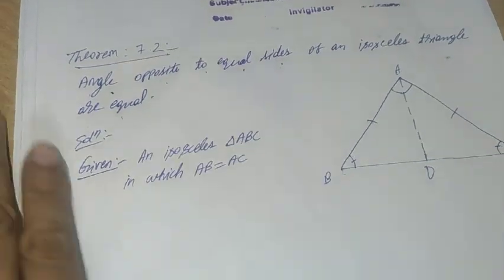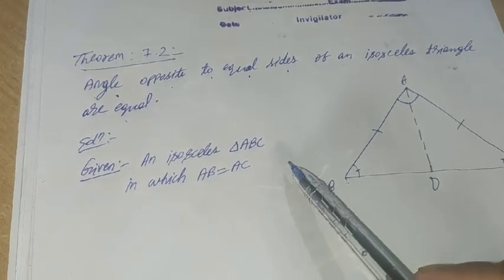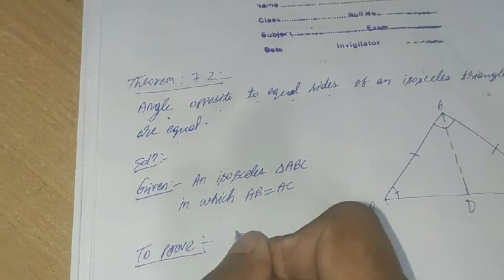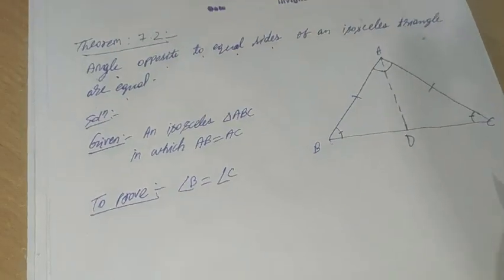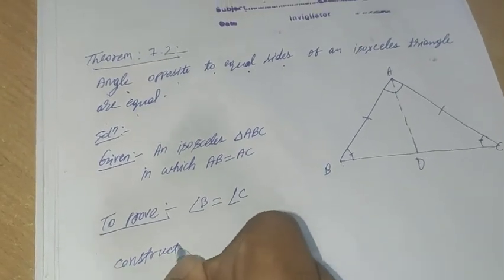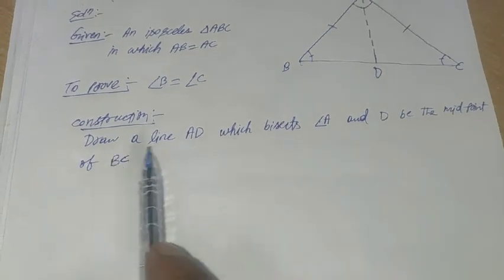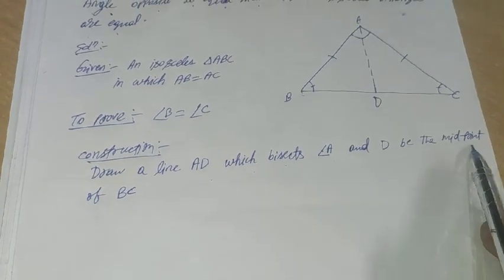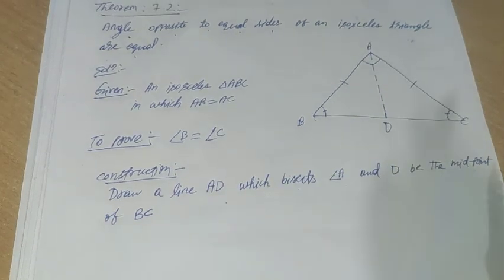Right, students? So first of all, let us write the given part. Given an isosceles triangle ABC in which AB is equal to AC, to prove angle B is equal to angle C. In order to prove this, firstly we need to do a construction. In the construction, draw a line AD which bisects angle A, and D is the midpoint of BC.